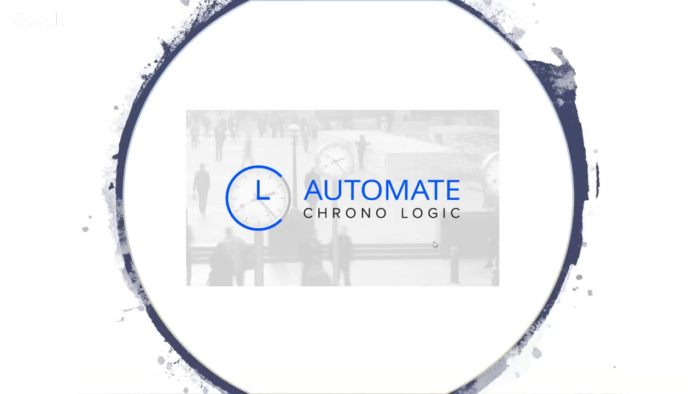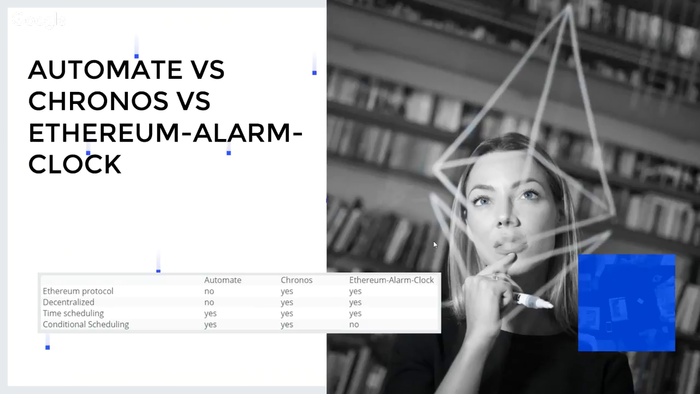So, Automate. First, let's compare Automate to Chronos and Ethereum Alarm Clock. The first thing that we have taken to mainnet was created by Piper Merriam from the Ethereum Foundation. It's Ethereum Alarm Clock. It's already on mainnet and live. It has transferred more than $300,000 of ETH, which is a lot. And you can see that it's safe, because such volume has gone through the protocol, and everything is working correctly.